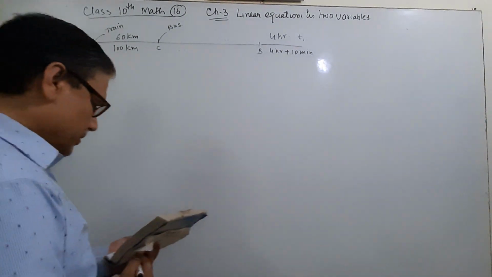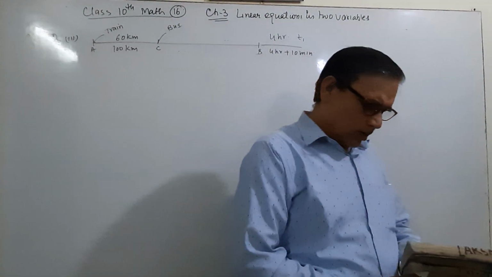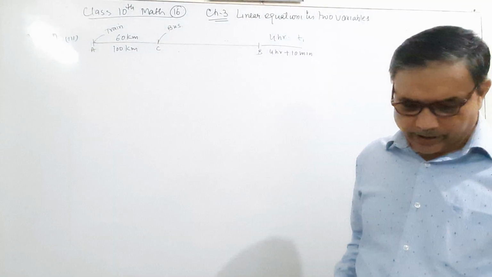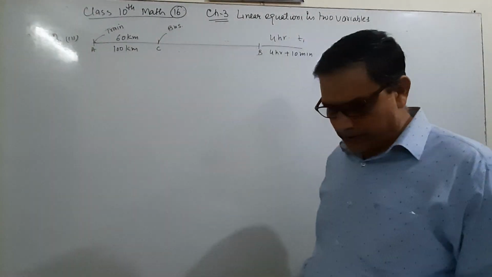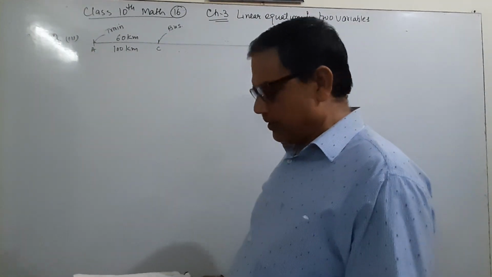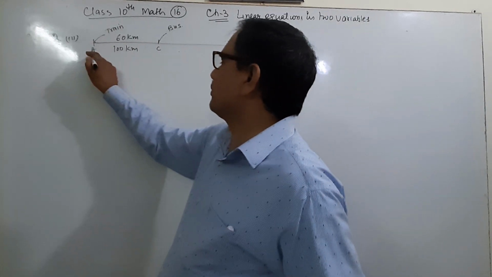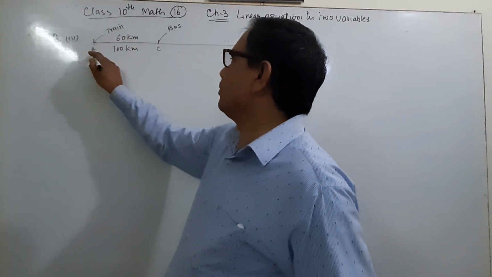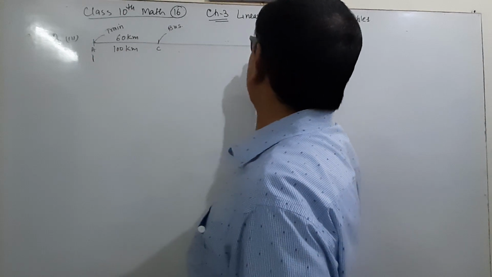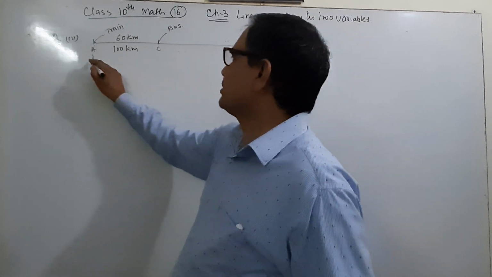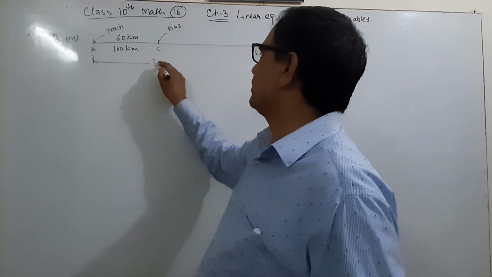And now the third part. Ruhi traveled 300 km to her home partly by train and partly by bus. It means Ruhi has to go from A, her house, to B, and the distance is 300 km.